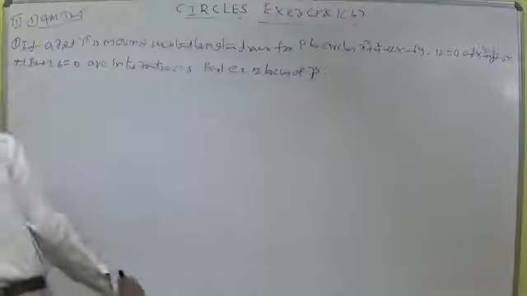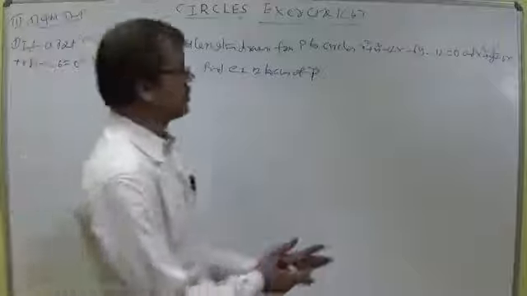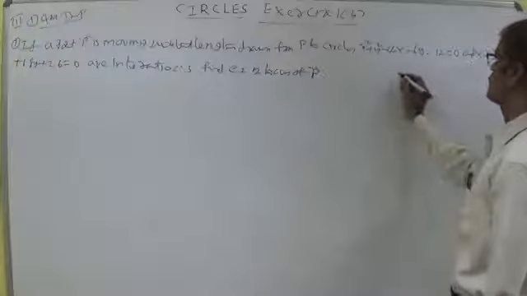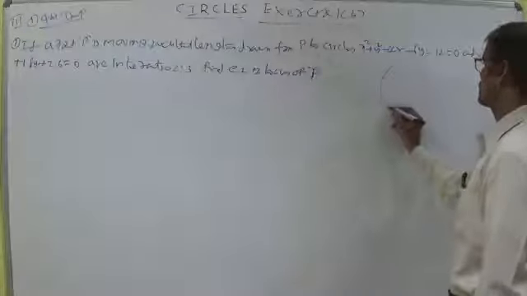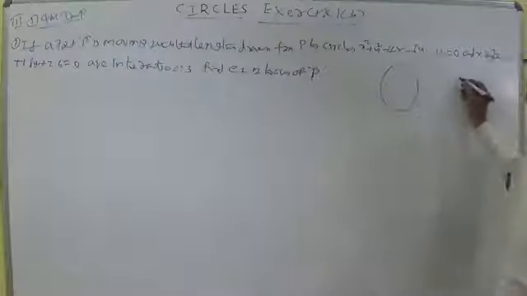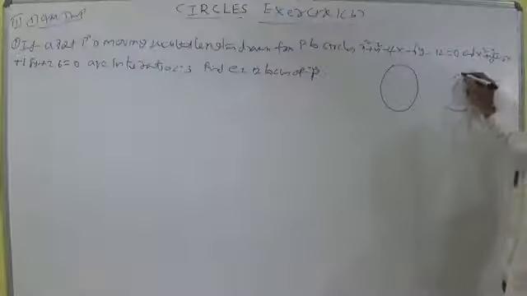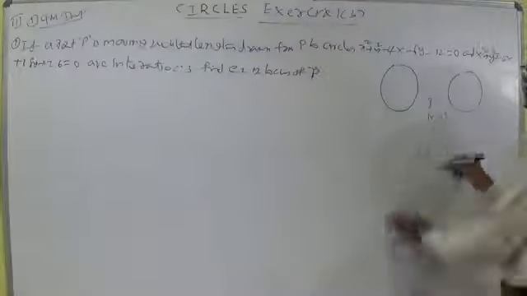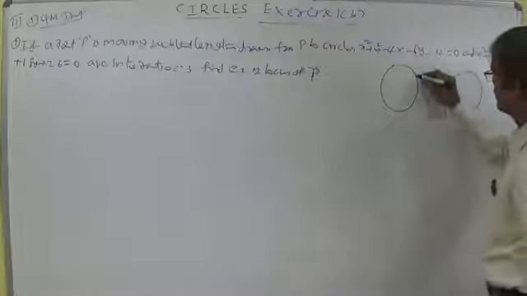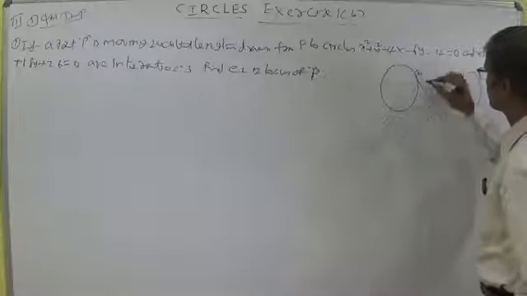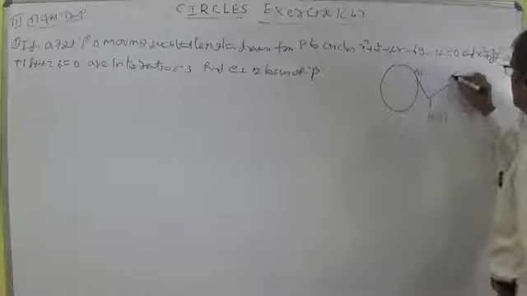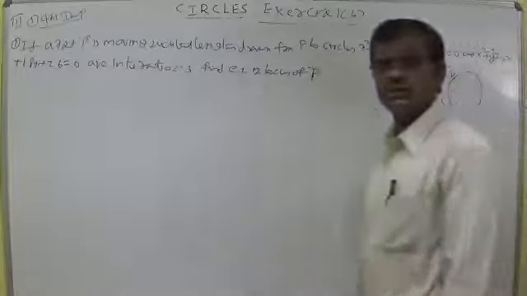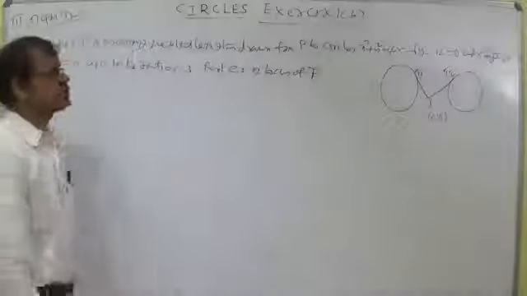Let us discuss this sum. If a point P is moving such that length of tangents, draw a circle like this and draw another circle like this. Put a point P here, let the point P be a locus point (x1, y1). Length of tangent to the first circle is PT1 and length of tangent to the second circle is PT2. So the ratio given is PT1 by PT2 is 2:3.